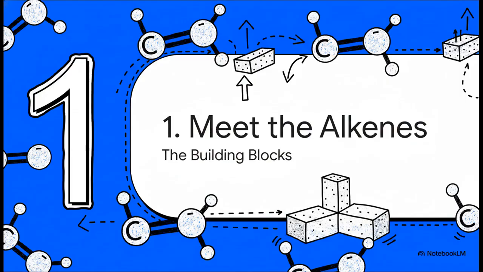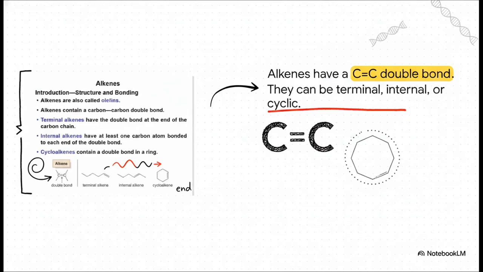Getting this foundation right is so key because literally everything else we talk about is going to build from here. So what's the one thing, the single most important feature of any alkene? It's that carbon-carbon double bond. You can find this bond right at the end of a chain. We call that a terminal alkene, or somewhere in the middle, which would be an internal alkene. Heck, it can even be part of a ring, and you guessed it, we call those cycloalkenes.